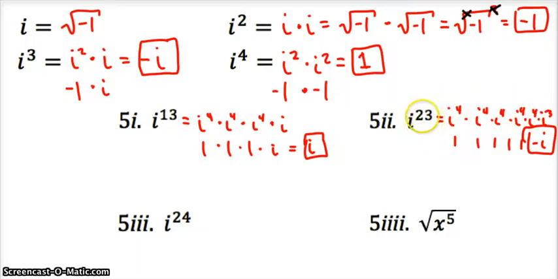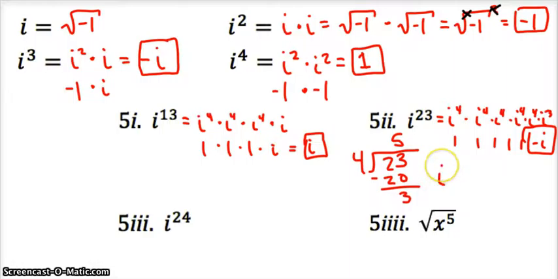Sure there is. Take 23, divide it by 4, right? So I'm going to do it the old-fashioned way. I'm going to put 4 outside, and I'm going to put 23 inside. 4 goes into 23 how many times? 5. 4 times 5 is 20. I subtract to get 3, so I have a remainder of 3, right? That would be your i to the third. Again, i to the third equals a negative i.